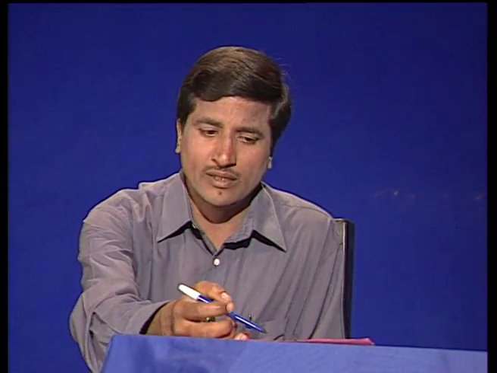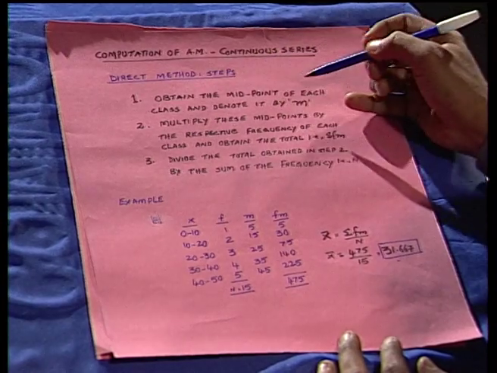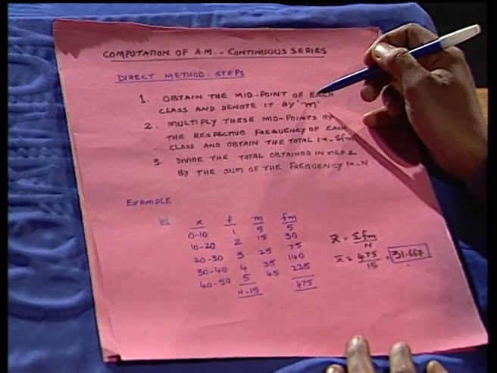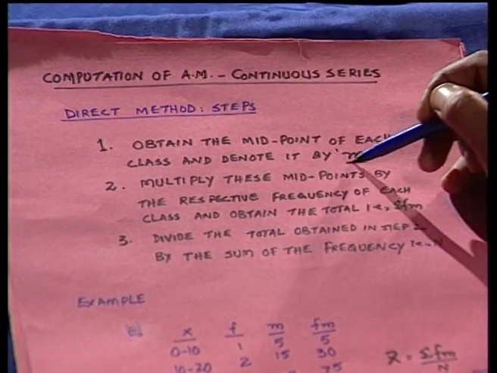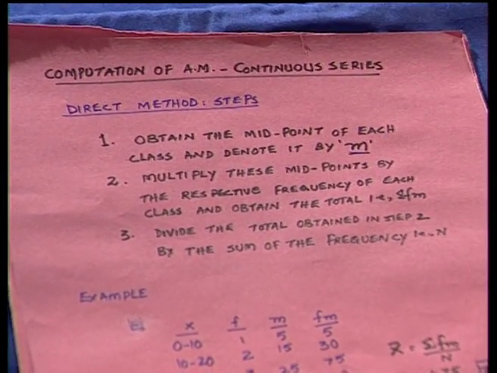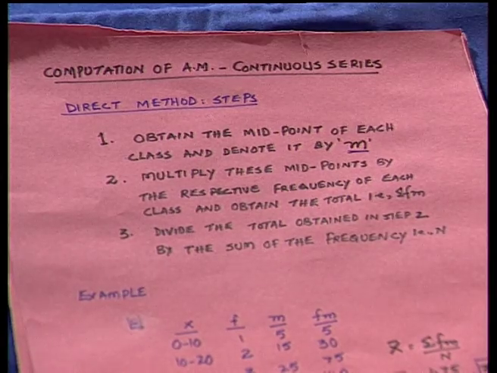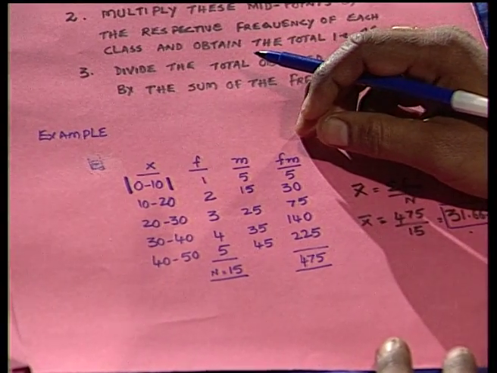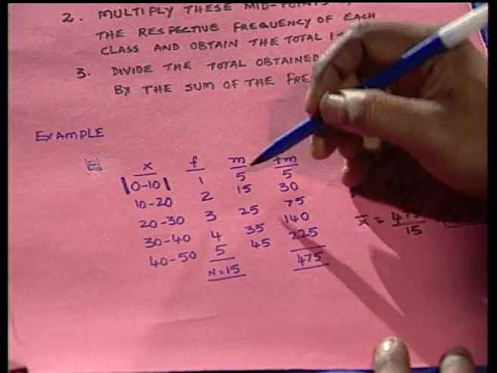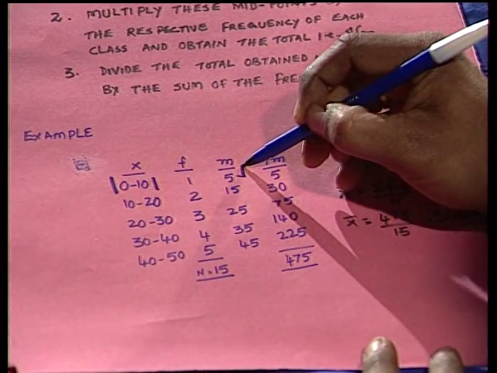That is, the first step is to obtain the midpoint of each class and kindly denote it by letter m as is shown here. The midpoint here is the average value which we arrive at by dividing the lower limit, in this case which is 0, and the upper limit by 2. That is, 0 plus 10 by 2 will give you 5, which is the midpoint here, which is denoted by the letter m.